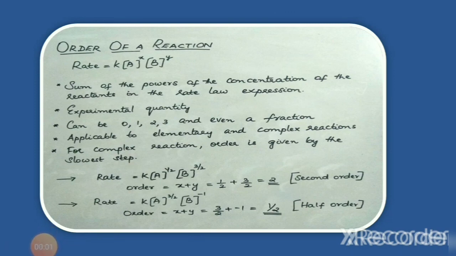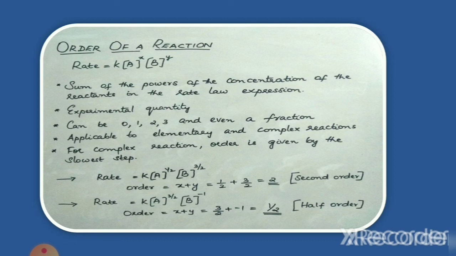Order of a reaction. Consider the rate law expression: rate is equal to rate constant k into [A]^x into [B]^y. The sum of the exponents x plus y gives the order of the reaction. Therefore, order can be defined as the sum of the powers of the concentration of the reactants in the rate law expression. Order is an experimental quantity. It can have values like 0, 1, 2, 3 and even a fraction. Order equal to 0 means it is a zero order reaction. Order equal to 1 means it is a first order reaction.